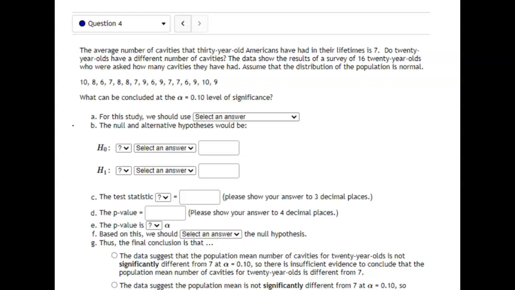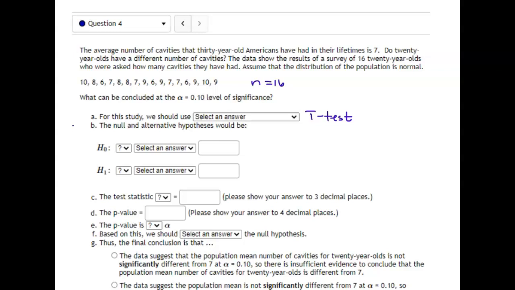Okay, so this is the raw data. What can be concluded at the 0.10 level of significance? Right, so for this study, we should use a t-test. We have raw data. N is less than 30, right? N equals 16. We don't know the population standard deviation, so then we use a t-test.